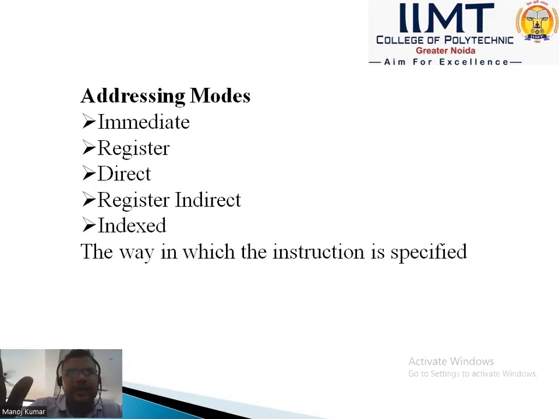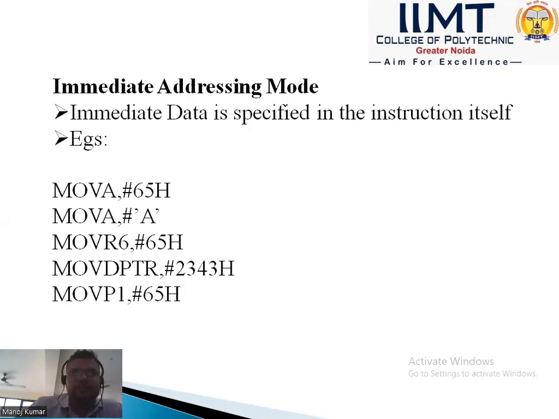First, immediate addressing mode, second, register addressing mode, then direct addressing mode, register indirect addressing mode, and index addressing mode. There are five different types of addressing modes used in the 8051 microcontroller, which specify the way in which the operand of the instruction is given. I will discuss them one by one.